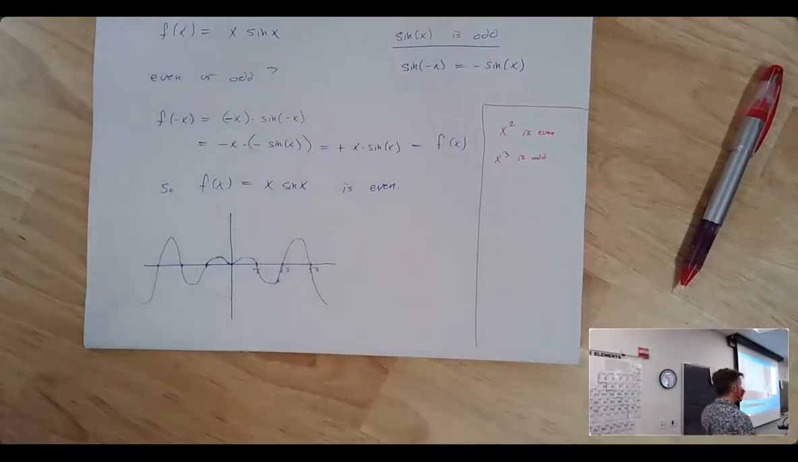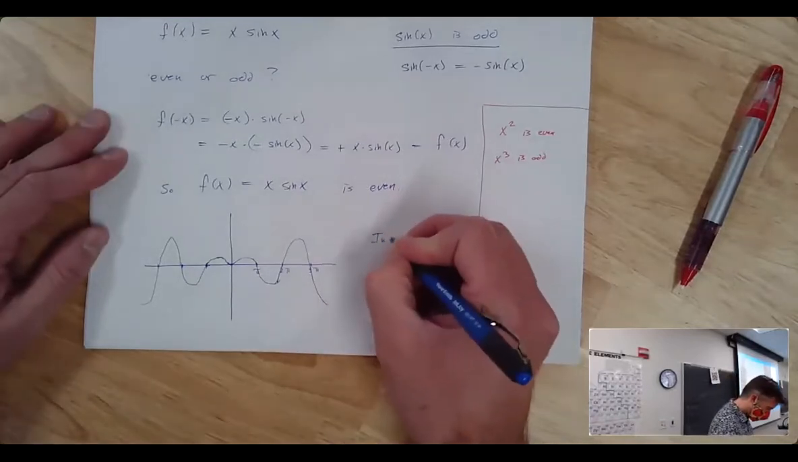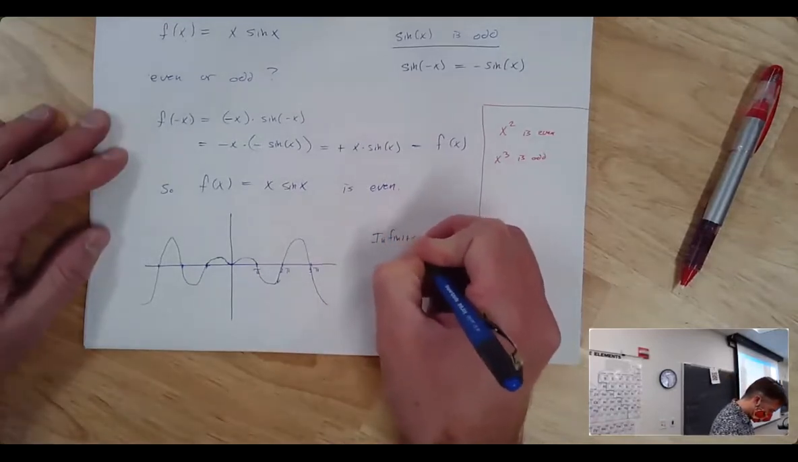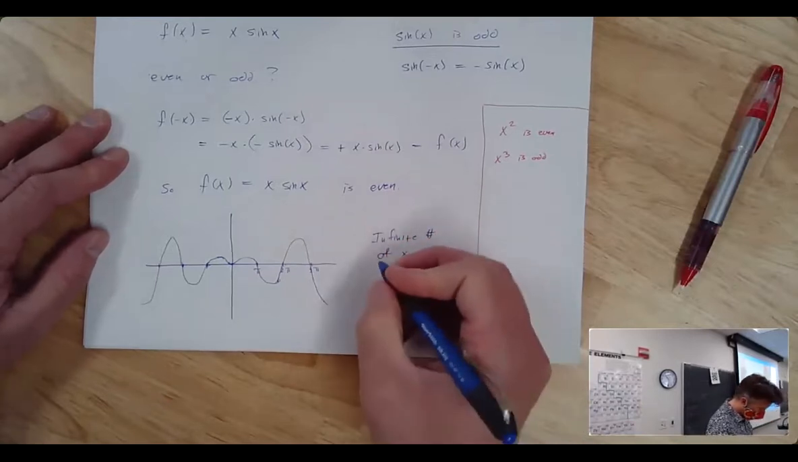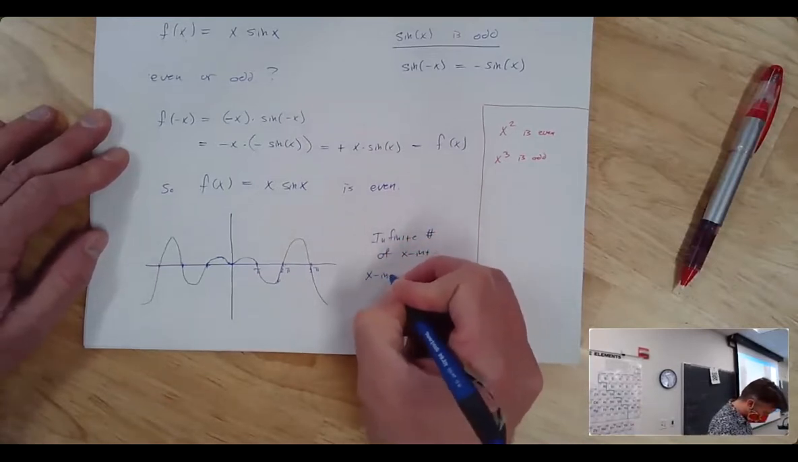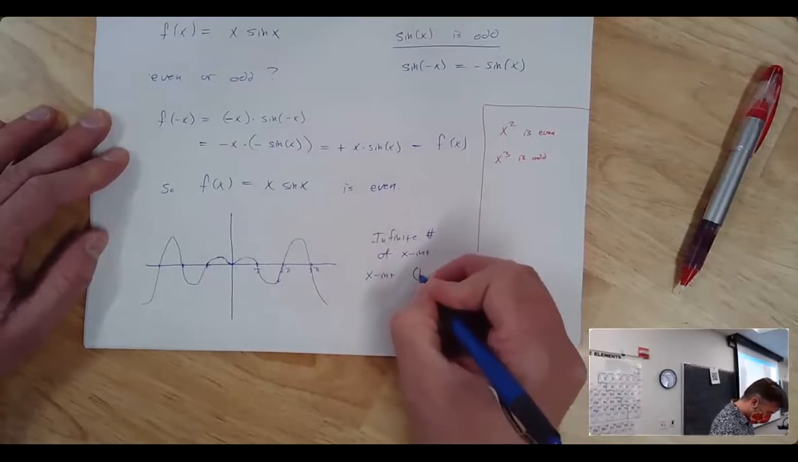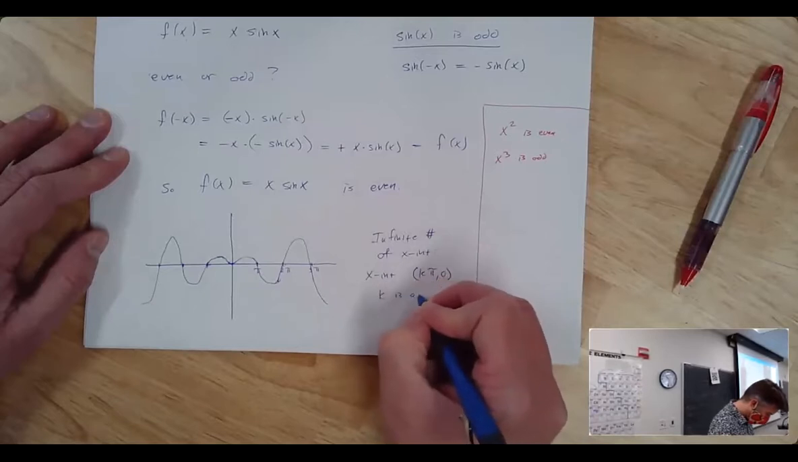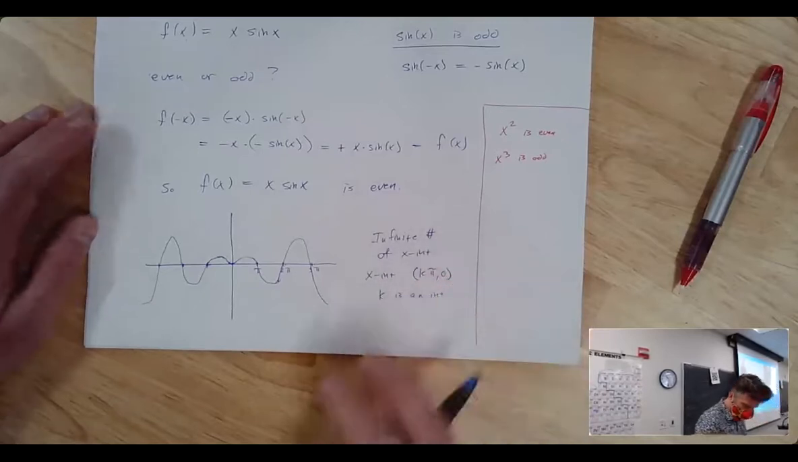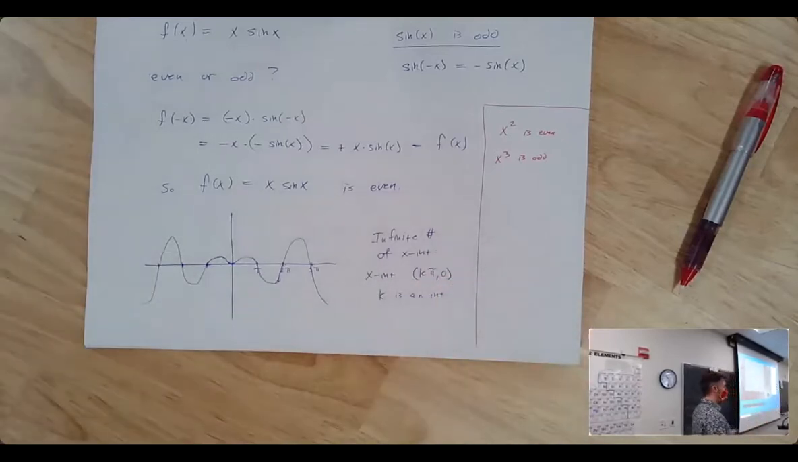And this graph has an infinite number of x-intercepts. We would say that the x-intercepts are k pi comma 0, where k is an integer. Or someone might do this. You could also just list them out, right? Like 0, pi, 2 pi, dot, dot, dot. That would be also fine.